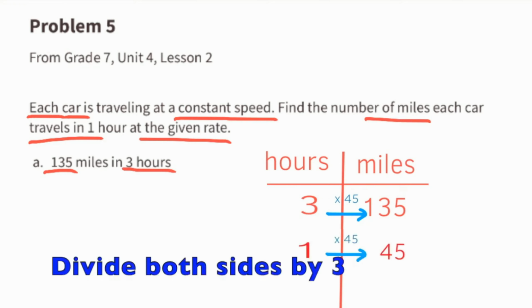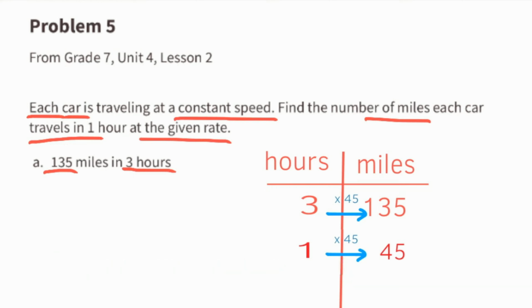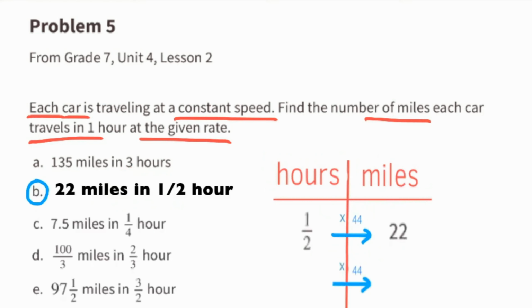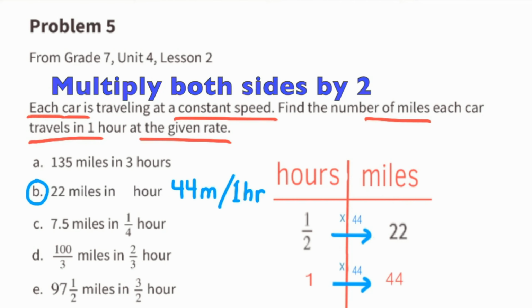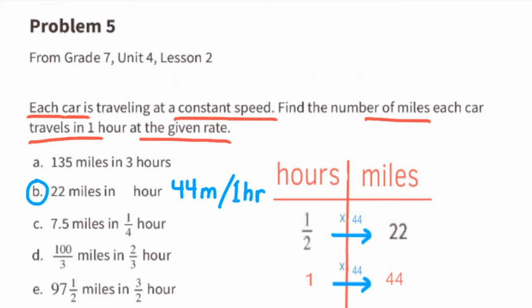We can divide 3 by 3 to get 1 and divide 135 by 3 to get 45. 3 times 45 equals 135 and 1 times 45 equals 45. This car travels 45 miles in 1 hour. The given rate for B is 22 miles in a half an hour. Multiply the half hour by 2 and it becomes 1 hour. Multiply 22 miles by 2 and it becomes 44 miles. The car for B is traveling 44 miles in 1 hour.